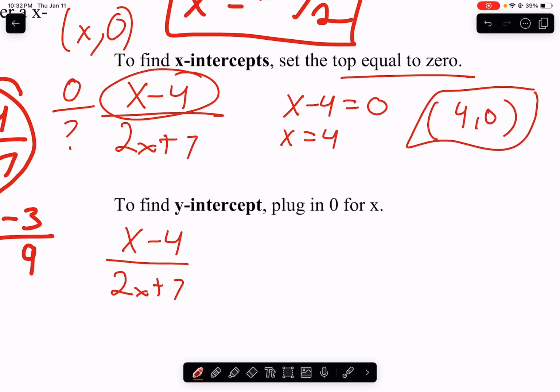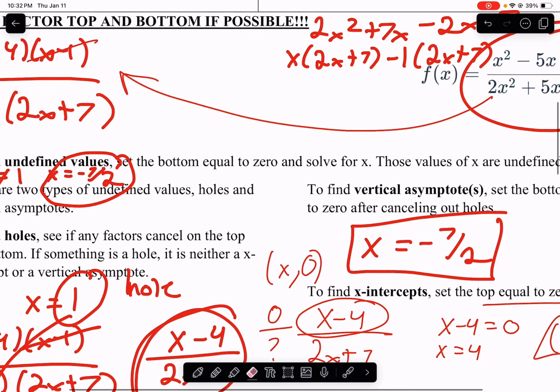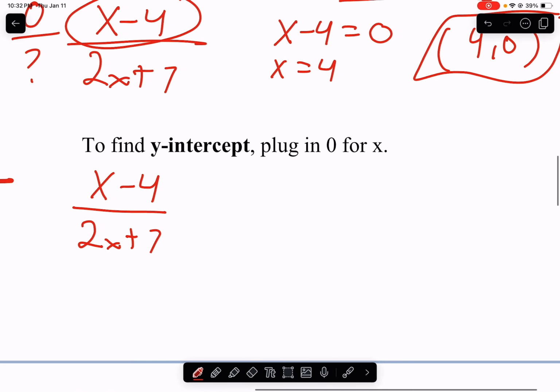If you previously decided that x equals 0 is undefined, it's no good. It can't be a y-intercept, okay? So if it's undefined as a hole or undefined as an asymptote, that means there's no y-intercept there. In this case, our undefined values were 1 and -7/2, so we're good. So we can use an x value of 0, and we're going to plug that in.